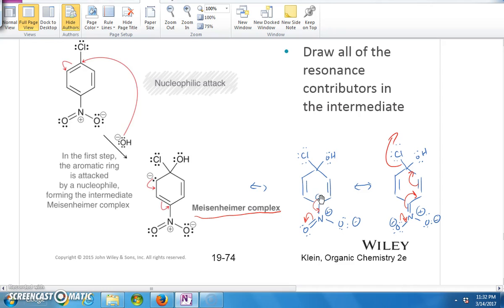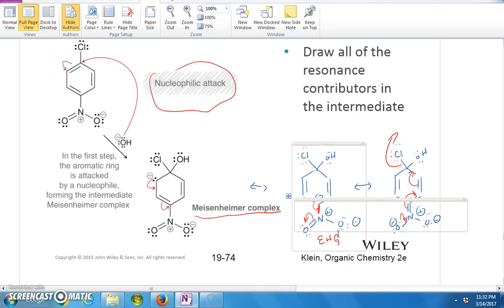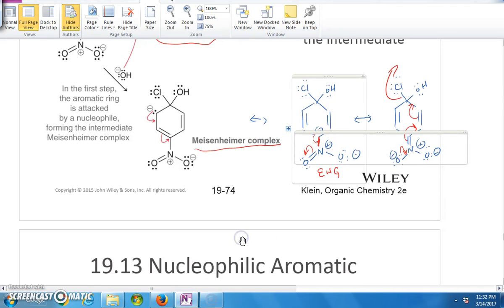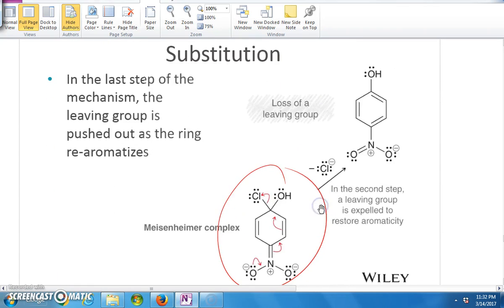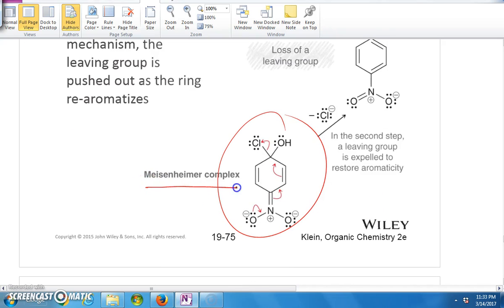If you see here, this is the mechanism. You have a nucleophilic attack, and upon resonance, the negative charge resides on the carbon that is directly connected to the electron withdrawing group. We learned earlier that negative charges are stabilized by electron withdrawing groups. So that's how we are able to have a negative charge there. And of course, this can now go backward, and you can have the loss of your leaving group. In the last step of the mechanism, the leaving group is pushed out as the ring re-aromatizes, as you can see here. But don't forget, this is called the Meisenheimer complex.